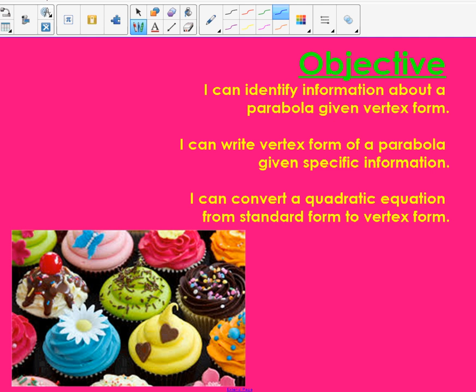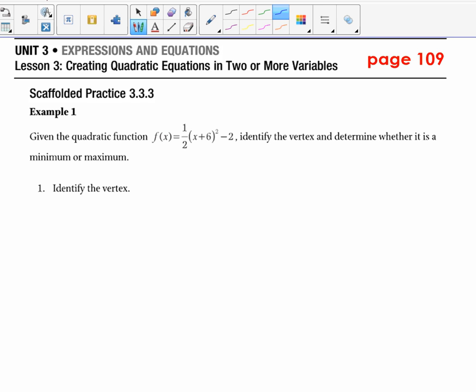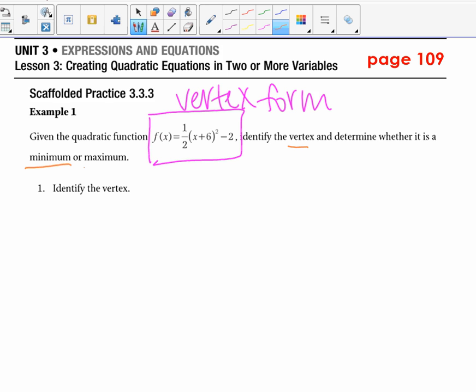So what we're going to do today, again, just like we've been talking about, this isn't anything new. We're just revisiting the same information and maybe making new connections, but you're not actually learning new mathematical skills. Especially here on example number 1 on page 109. It says, given the quadratic function here, which, hopefully you're noticing, is vertex form, identify the vertex and determine whether it's a minimum or a maximum.